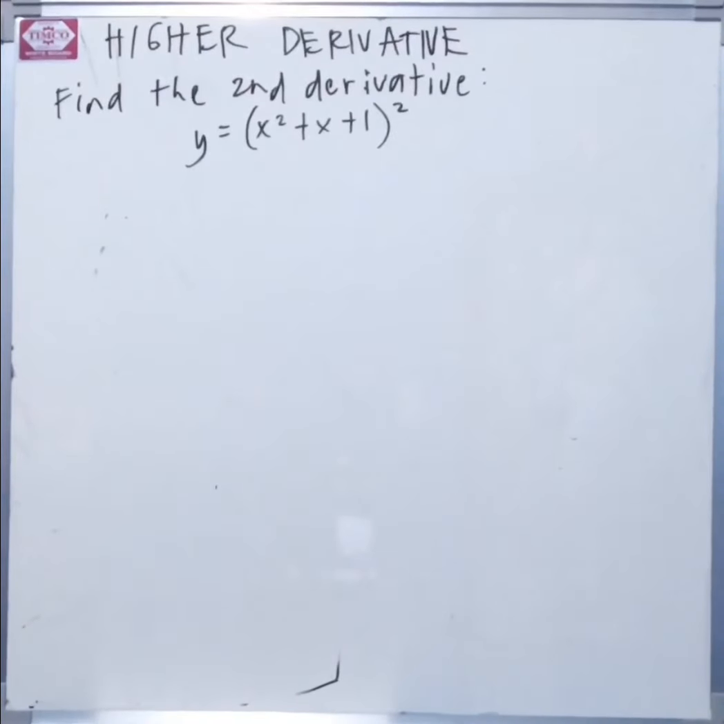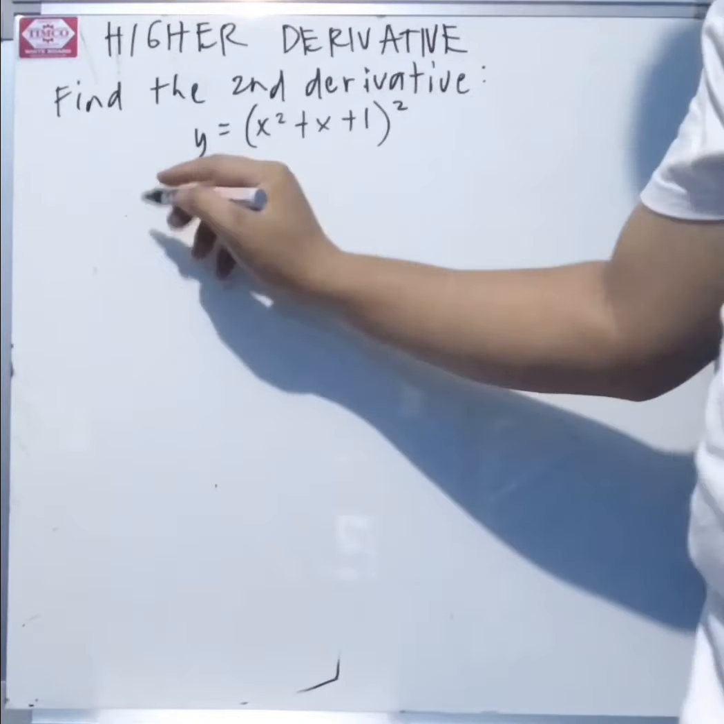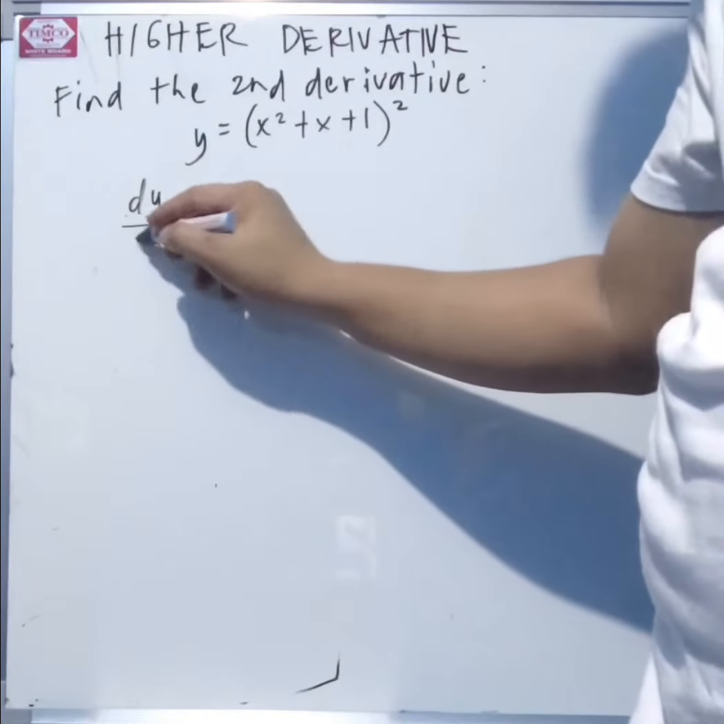Okay, we are going to find the higher derivative of an equation. For example, find the second derivative of the equation y is equal to (x squared plus x plus 1) squared. Okay, so we need to find the second derivative, first we have to find the first derivative.